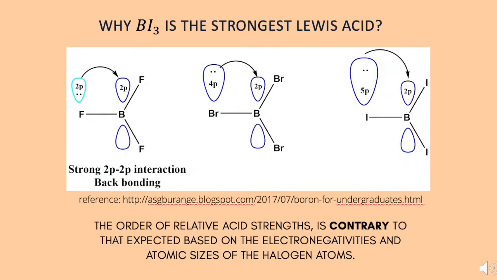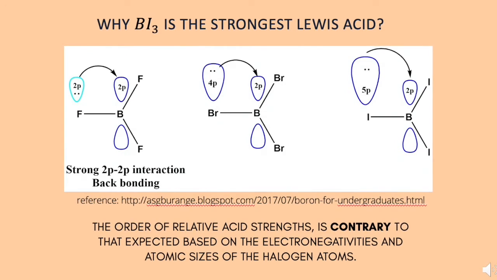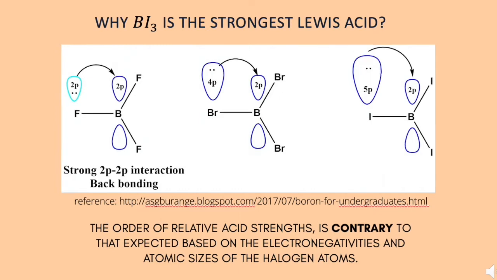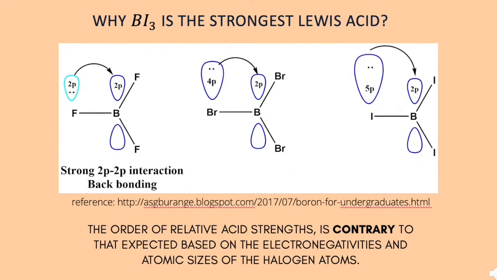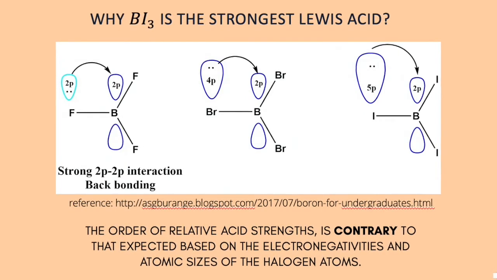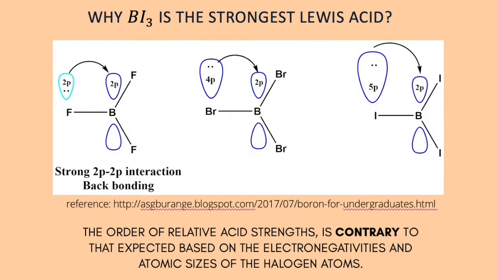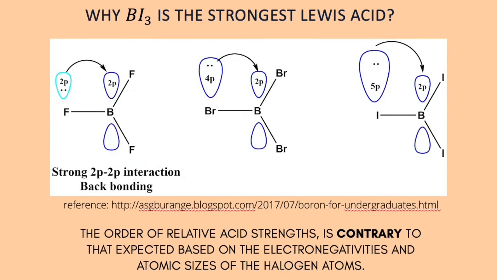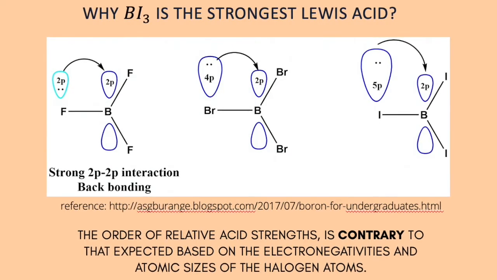As you can see in the diagram, in BF3, boron has an empty 2p orbital and the lone pair of electrons in the 2p orbital of fluorine can be easily donated and overlap with the empty 2p orbital of boron. So you can see that in BF3 it only involves 2p-2p orbitals, compared to BBr3 and BI3, which involve 4p-2p and 5p-2p respectively. So we can see that in BF3, the donation of electrons from fluorine to boron is more effective. Why is BI3 still the strongest Lewis acid? Go back to the concept of Lewis acid that I stated in the first slide.